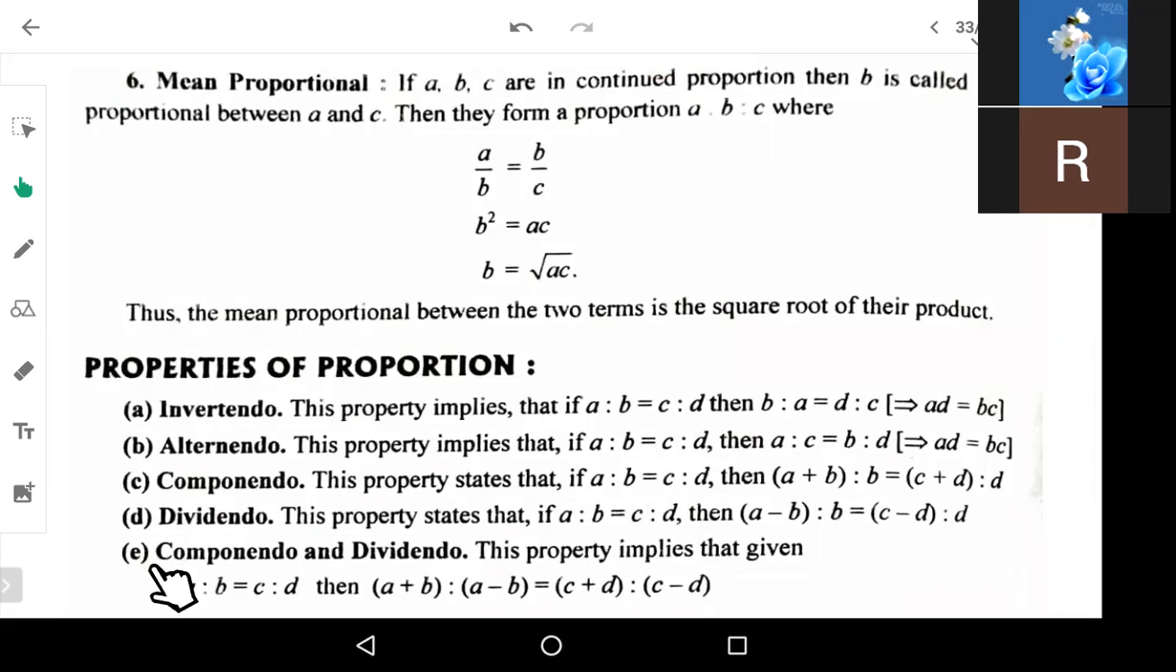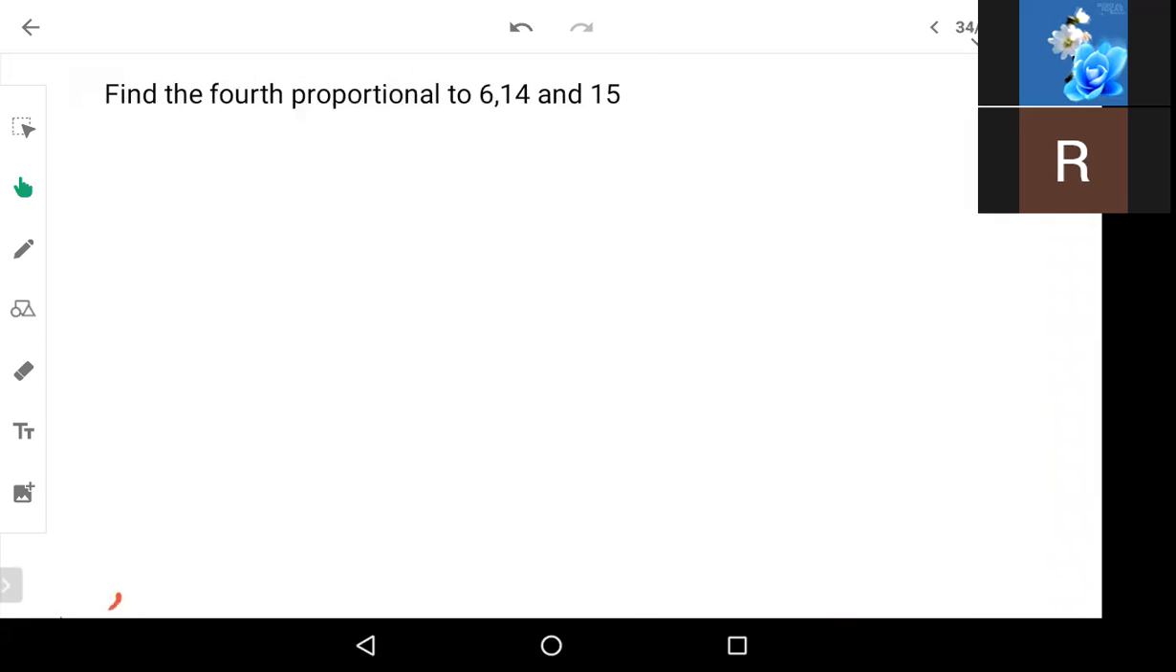And the last one is adding both componendo and dividendo. We are clubbing both of them. So if you see here, it is A plus B and A minus B. So one term will be A plus B, the other term will be A minus B. One term will be C plus D, the other term will be C minus D. So A plus B is to A minus B, C plus D is to C minus D. So this is componendo and dividendo. Understood? Properties of proportions. Can we go to the problems directly?